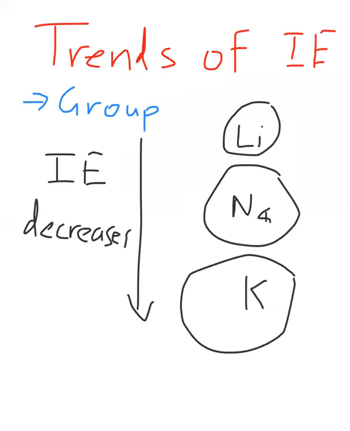So I'll do this once again. In the group, ionization energy decreases because as we go down the group, the number of screening electrons is increasing and the nuclear charge is increasing. However, since the screening electrons are increasing, there are more shells. So the attraction of the nucleus to the outermost shell, to the outermost electrons, is getting weaker, which is why it becomes easier to remove the electrons.